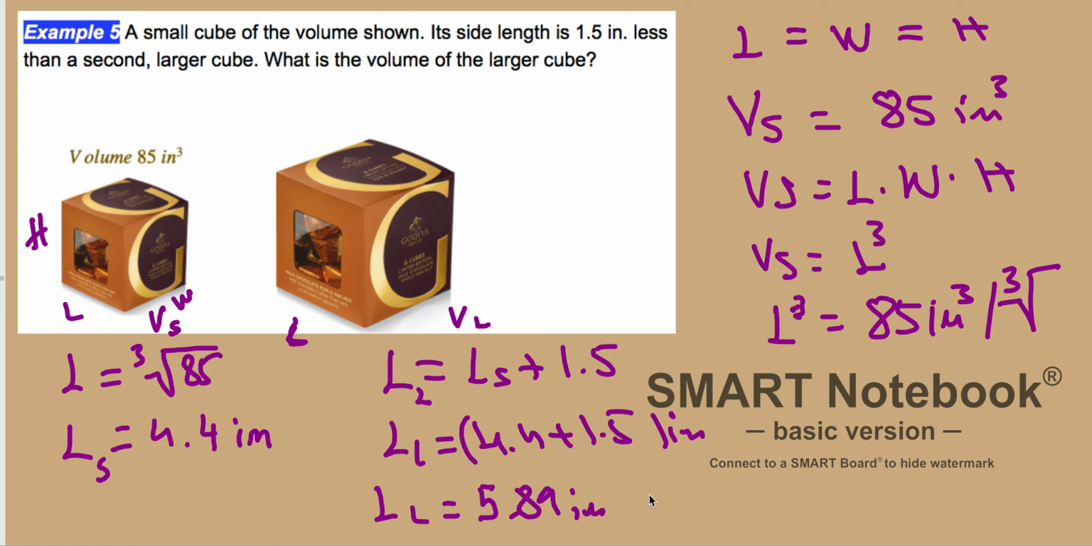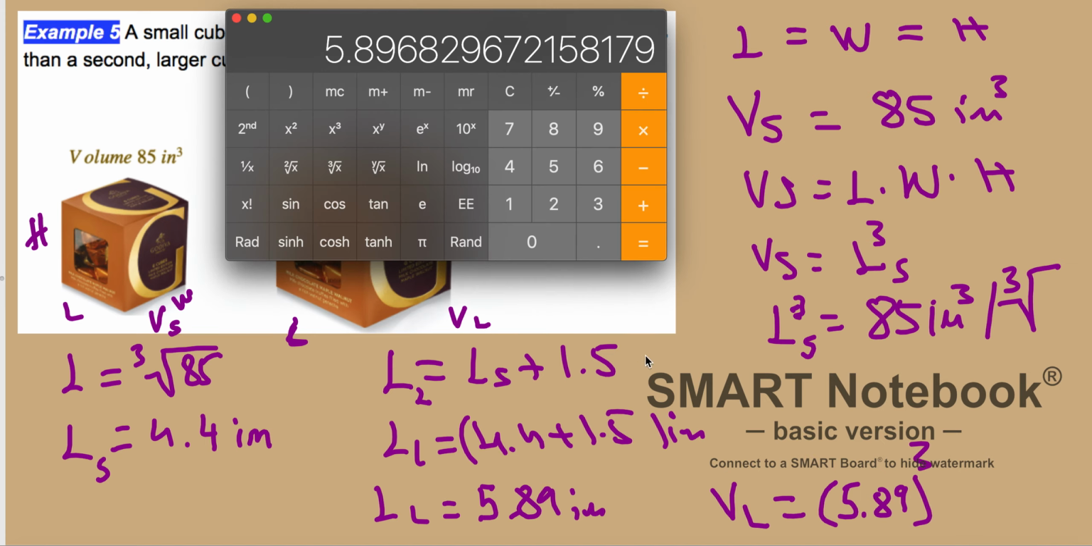Now, what is going to be the volume of the larger cube? It is going to be LL cubed, which is 5.89 cubed. It is the same thing as it was for the small one, where the volume was LS cubed. Now we are just calculating this, so I am cubing 5.89.